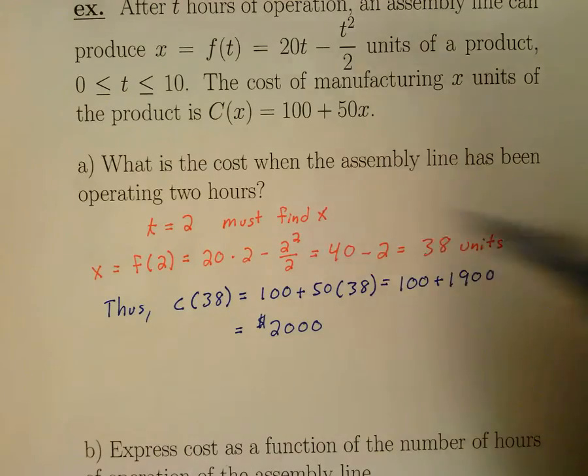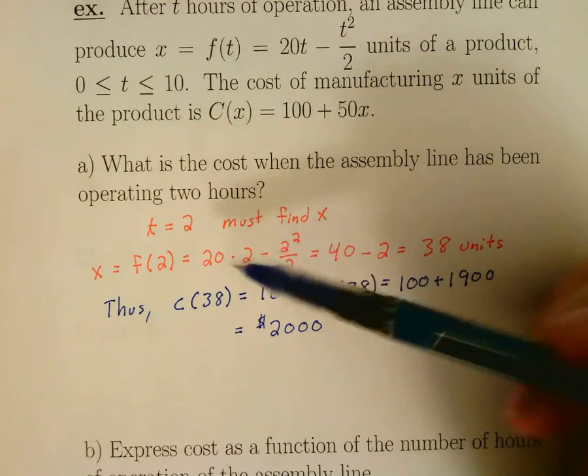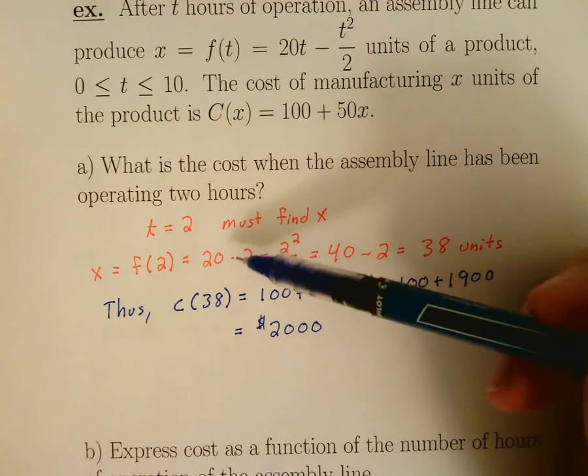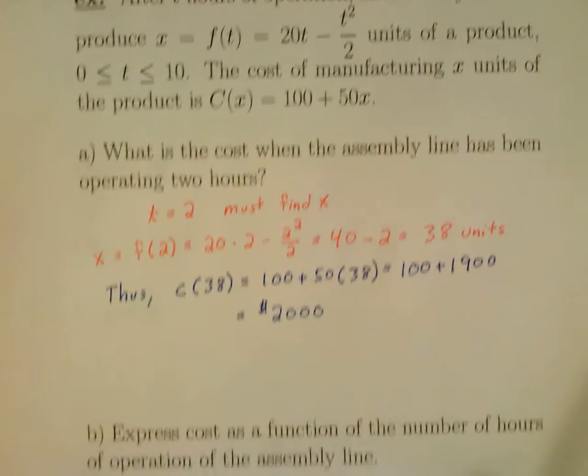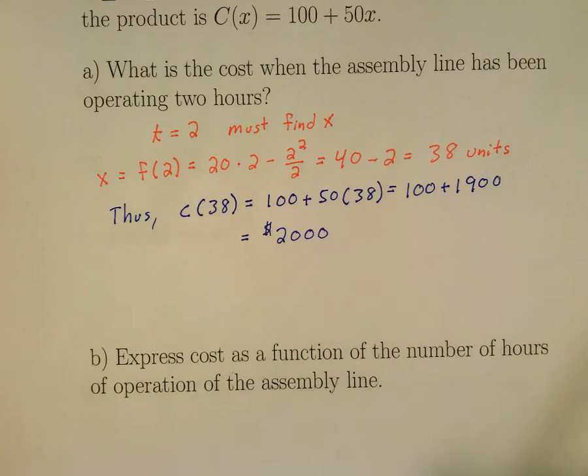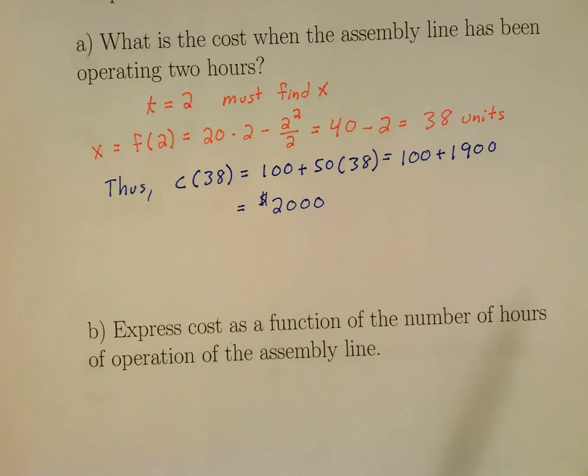Okay, so notice what the input is. We first put in time to find how many we make, and then we figure out how much that costs us. Now the next question says, can we put all this together into one nice simple function? And the answer is yes.